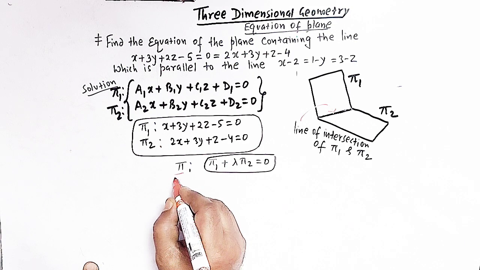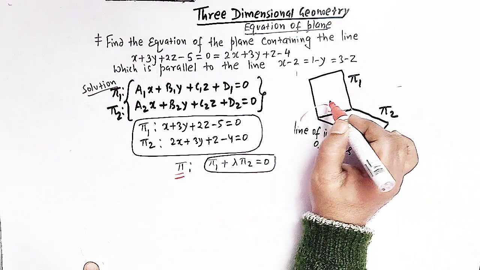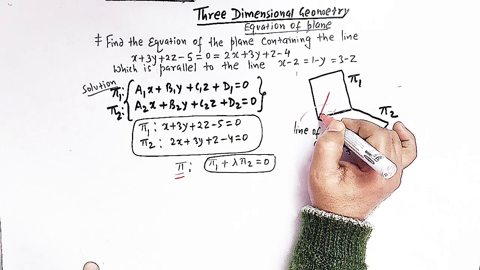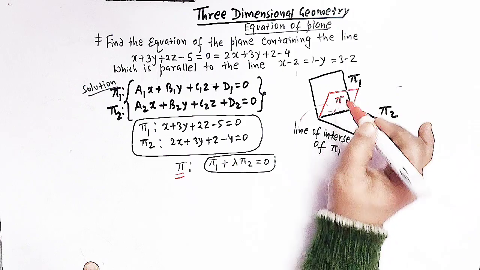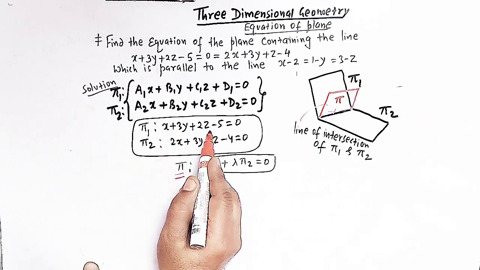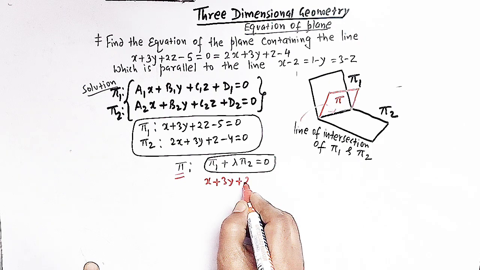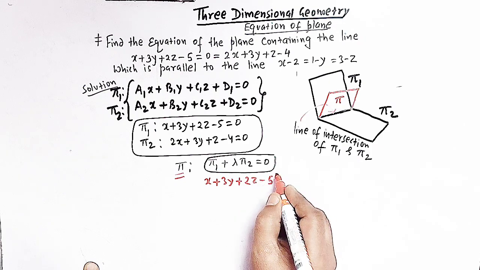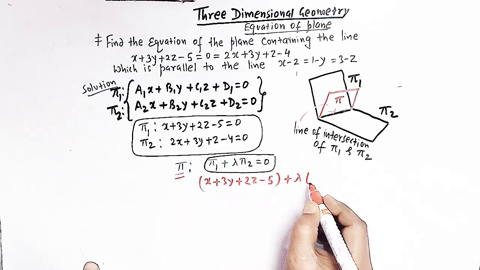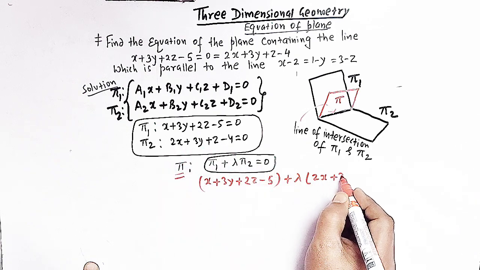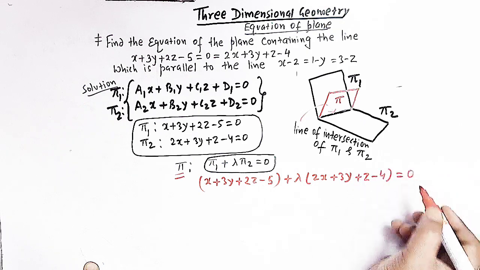So now this plane pi is the plane through the intersection of these two planes pi 1 and pi 2. So let us draw this plane like this. So this is our plane pi. So now pi 1 is given by this equation. So we have x plus 3y plus 2z minus 5, and here we have lambda, and pi 2 is given by this equation. So we have 2x plus 3y plus z minus 4 is equal to 0.